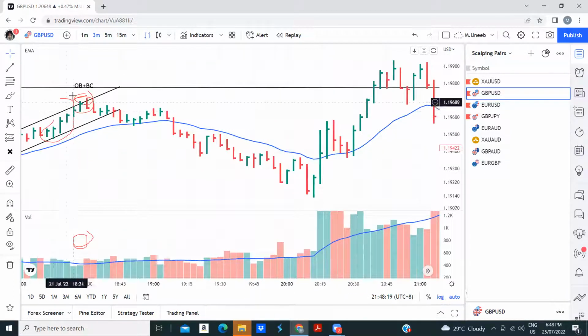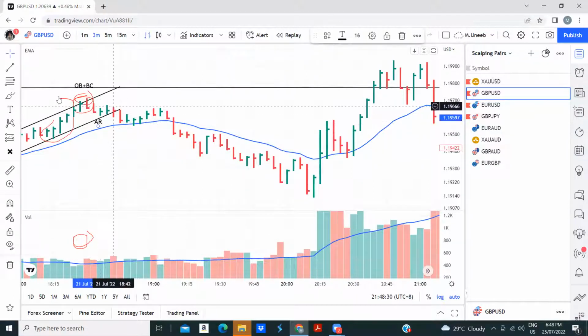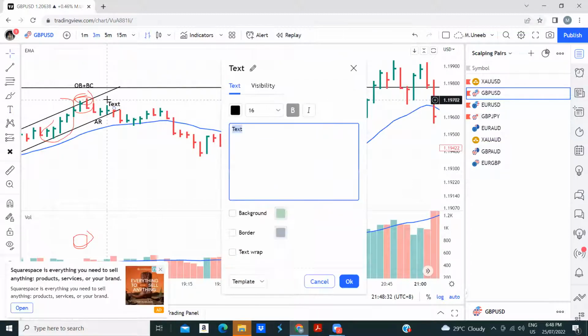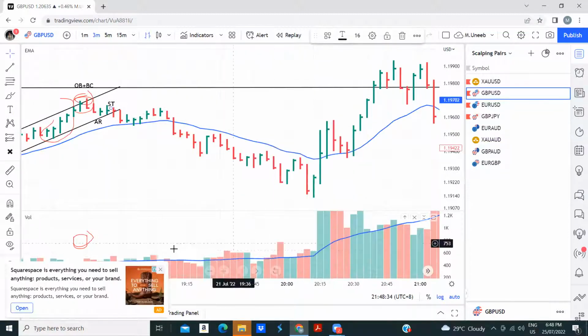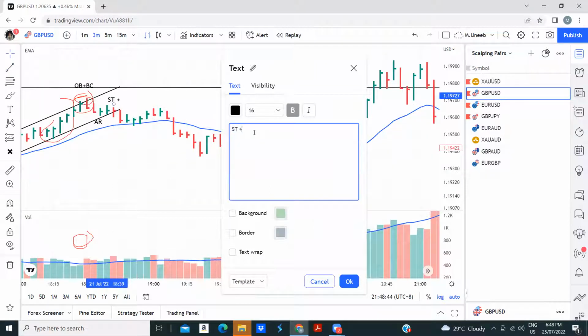See how we have overbought here. And after overbought, this is what? AR. After AR, this is what? Secondary test. And the secondary test has what characteristics? Can you tell me? Lower high.